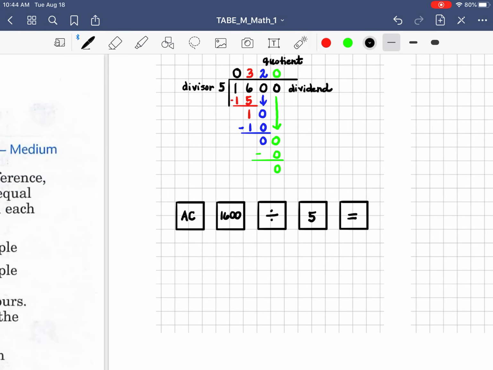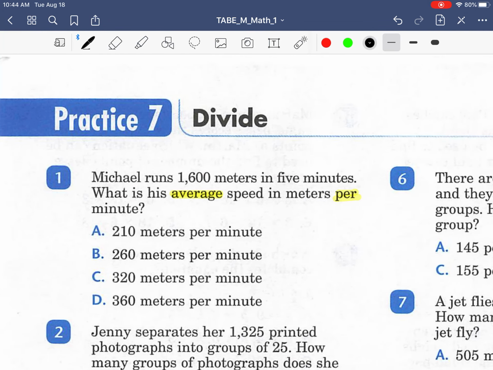So either way, our answer to number 1 is going to be C, 320 meters per minute. A meter is about 3 inches longer than a yard, just to give you an idea of what a meter looks like.